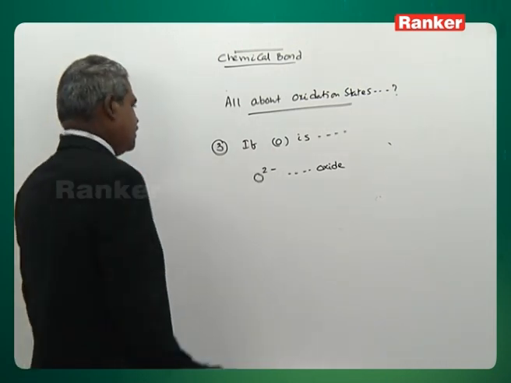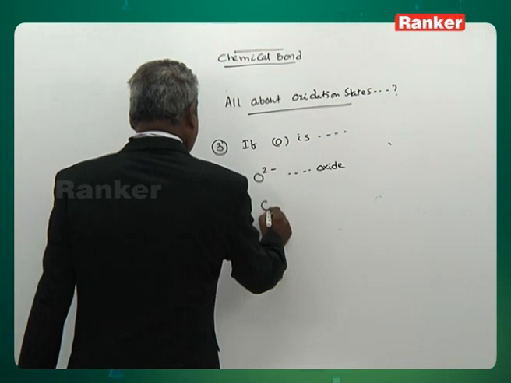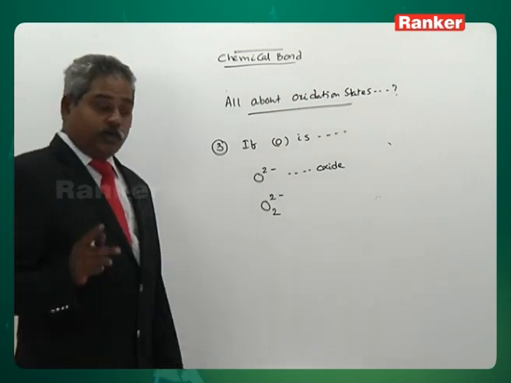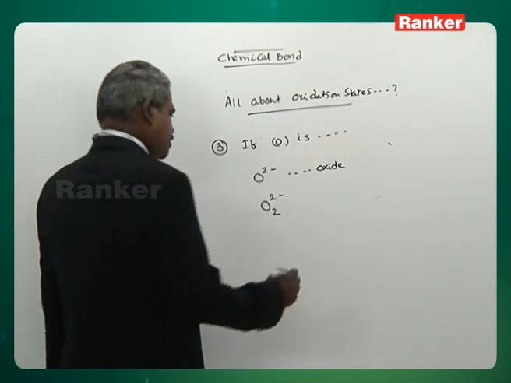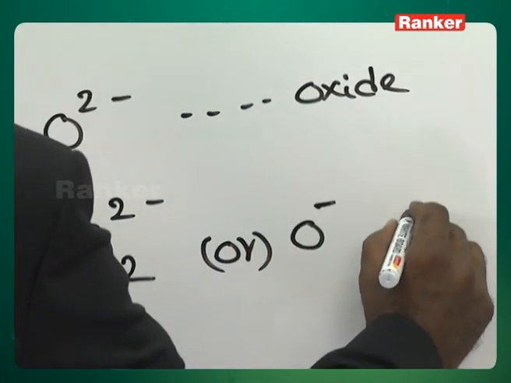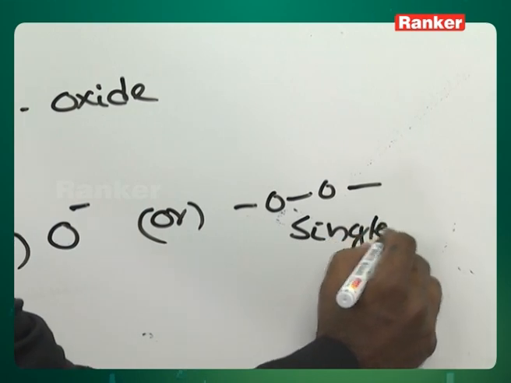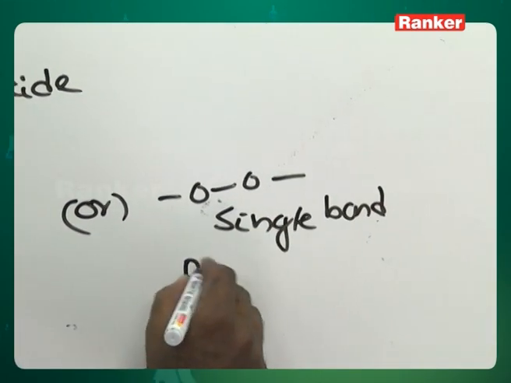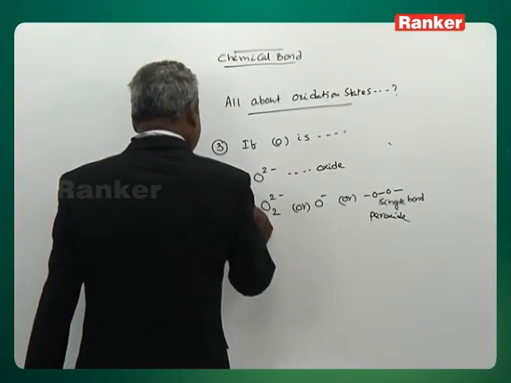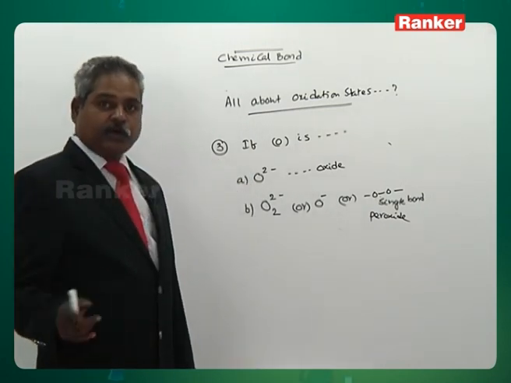If oxygen gets 2 minus, it is called an oxide. If oxygen gets O2 2 minus, what do you mean by O2 2 minus? 2 oxygen atoms getting 1 electron each, that is 1 oxygen getting O minus, or oxygen single bond. Whichever compound you have oxygen single bond, that is called a peroxide. If oxygen gets minus 2, it is an oxide. If an oxygen gets minus 1, it is a peroxide.